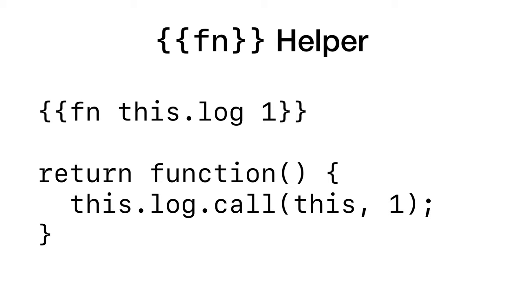And when we use the FN helper, if we call FN, pass it an action, and then an argument, it is equivalent to if we had written this JavaScript. So it is simply using call to apply the this context, and actually it's maintaining the this context is a more accurate way to describe it, and then apply that argument.